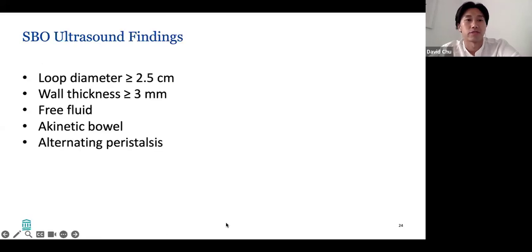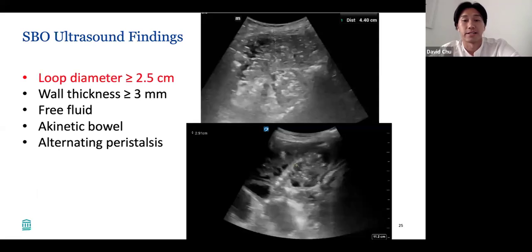And these are the ultrasound findings that you'll see for small bowel obstruction. The most important finding is, again, a dilated loop of bowel. And the number we want you to remember is about 2.5 centimeters dilated would be concerning for a small bowel obstruction. Basically find the most dilated loop of bowel that you can see, freeze the image, and then measure across, as you see in this image. In this image here, we measure 2.9 centimeters across, which would be considered dilated.